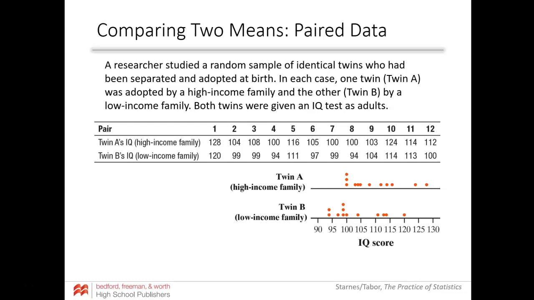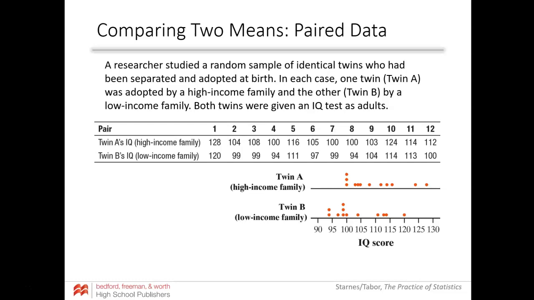So what we have here is twin A and B, and we're going to end up matching them in a minute. At first, we're going to look at these distributions independently. We've got twin A, and there's their distribution as a dot plot for IQ score. Same thing for twin B. And at first glance, it doesn't really seem to be any difference.